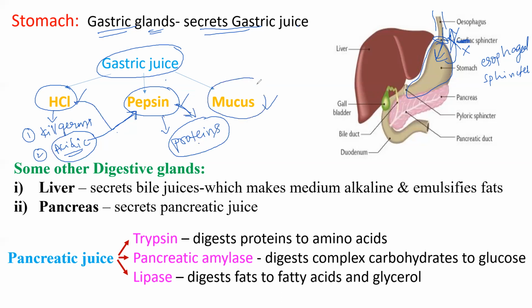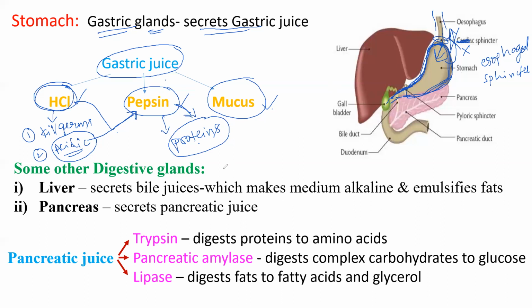Next one is mucus. Mucus is nothing but a slimy or viscous fluid which protects the walls of the stomach from the damage of acid. Acid, you know, right, which burns. This mucus is a slimy fluid which protects the stomach walls from the damage of HCl secretion. Okay, that is the function of mucus.